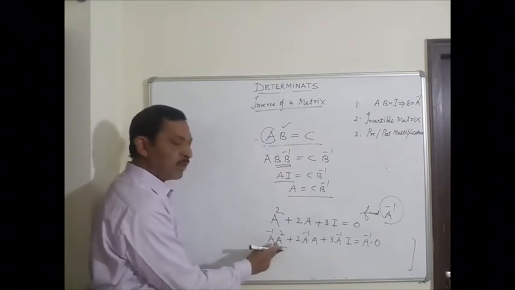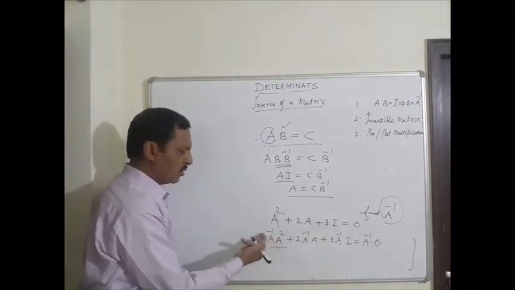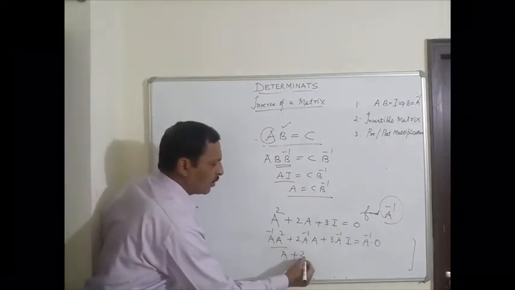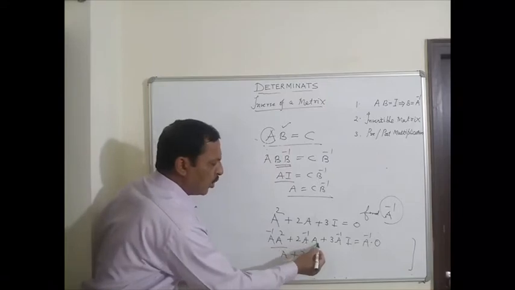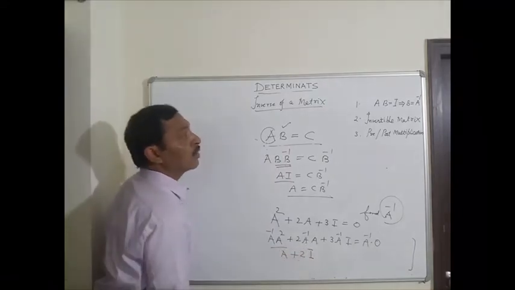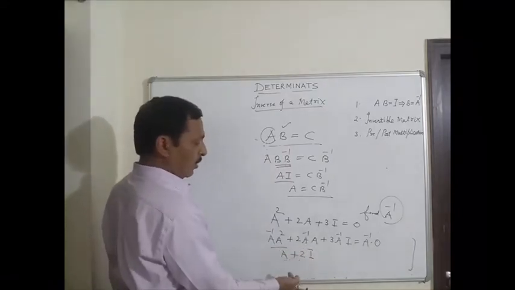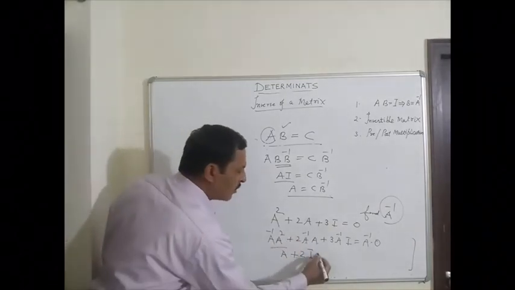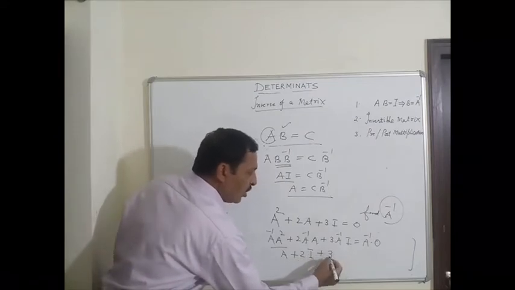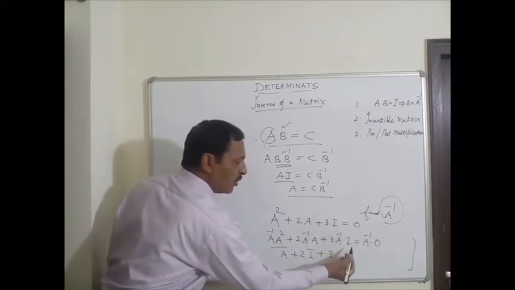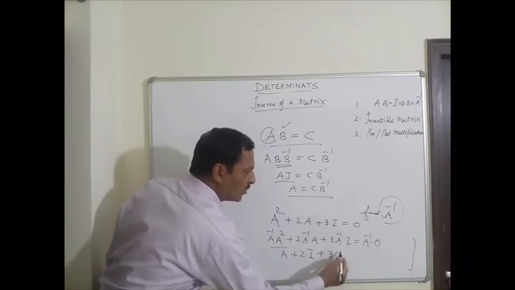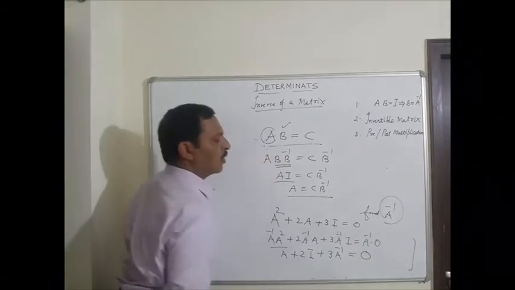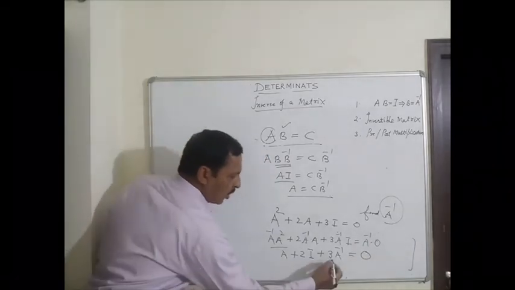What is A inverse into A squared? Just like your powers, it is A to the power 2 minus 1, that forms here. A inverse into A, that's I. That's what our definition says: a matrix multiplied by its inverse always gives you I, the identity matrix, as the answer. Plus 3 into A inverse into I. I is just like 1 of maths, so it is the same A inverse. The right side is the null matrix as the answer. I have to get A inverse.